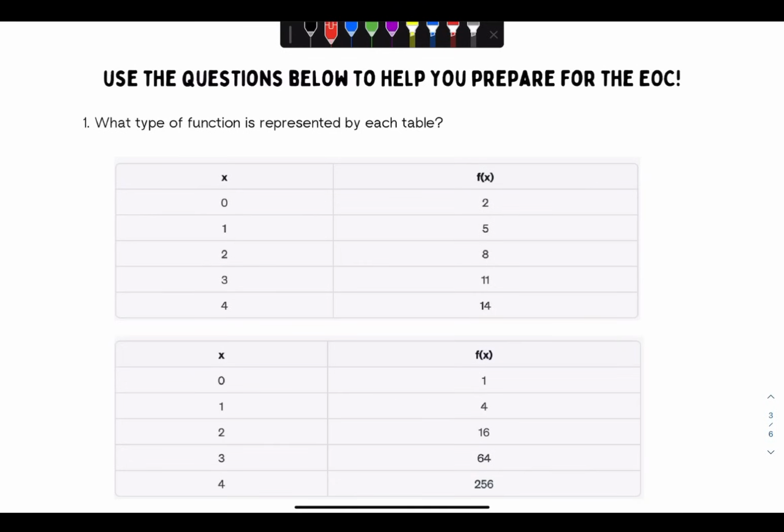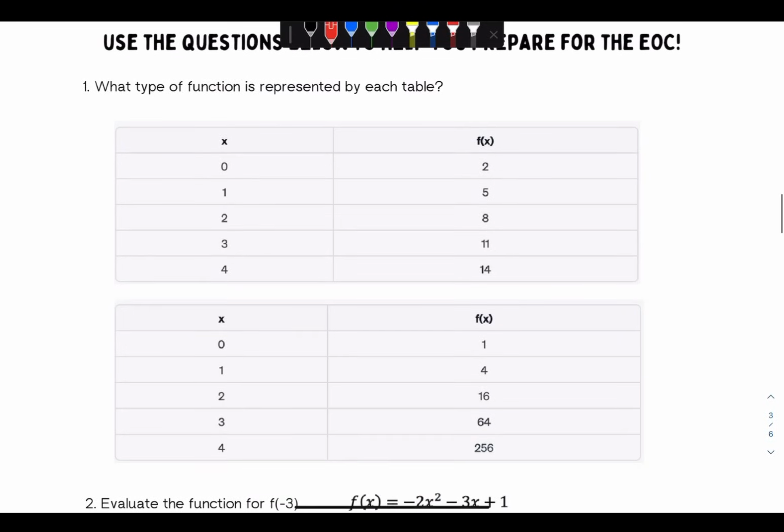All right, so let's get into this EOC review here. So question number 1 says, what type of function is represented by each table? So let's look at table number 1. We've got our x values here, all increasing by 1. We've got our f of x values, our outputs, and we can see that they are increasing by, it looks like 3 every time.